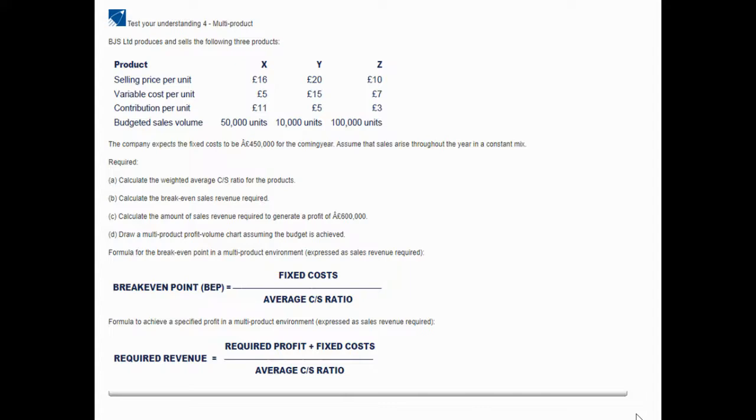So we are also given the formula for the break-even point. We stressed this formula already. Then also for the required revenue, which is the required profit plus fixed cost divided by the average contribution to sales margin. Okay, so let's start with requirement A. It requires us to calculate the weighted average contribution to sales ratio for the products.